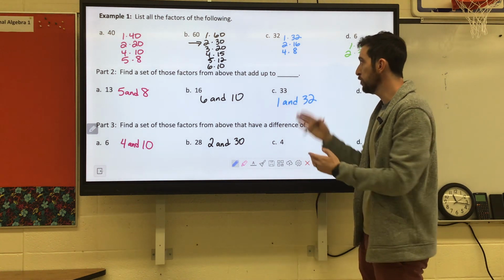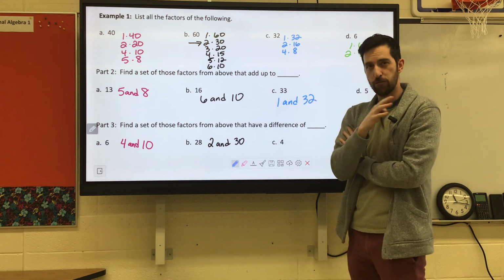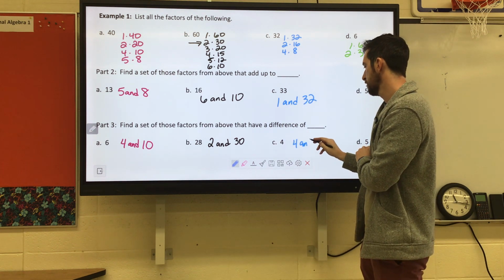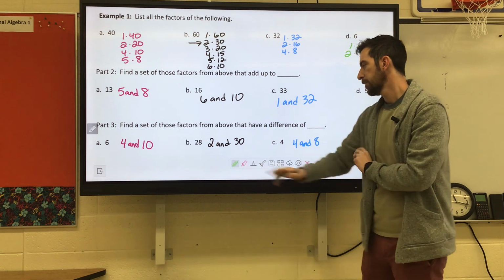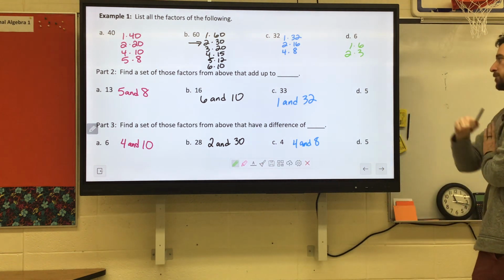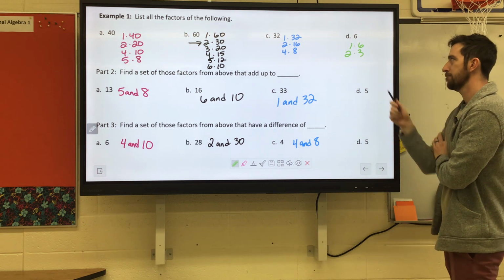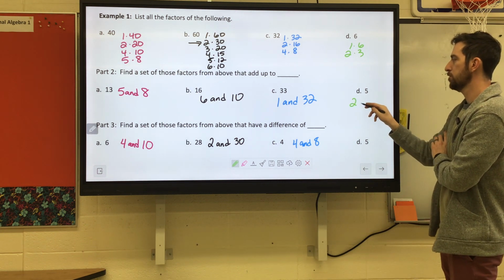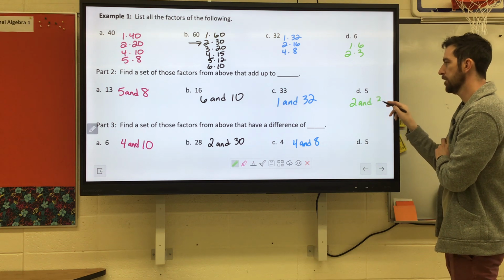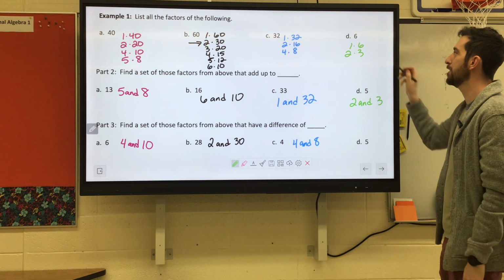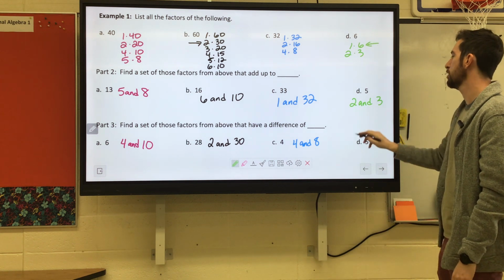Which set of these have a difference of 4? They're 4 apart. That would be the 4 and 8. All right, last one. Here are our factors of 6. Which ones have factors that add up to 5? That would be the 2 plus 3. 2 and 3. Which ones have a difference of 5? Whoa, same numbers, but they're this far apart. That would be the 1 and 6.